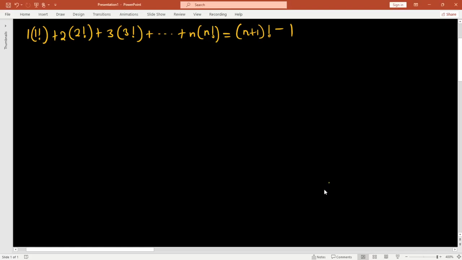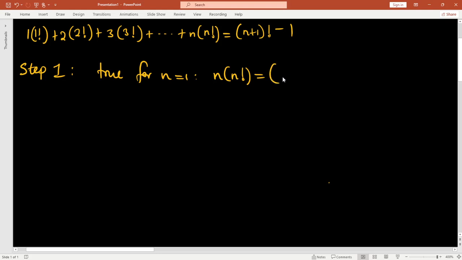So we need to prove that this statement that we have is true by mathematical induction, or by induction rather. So here, step number 1. Step number 1 is we have to show that the statement is true for n equal to 1. So what we do here is we get this side. So we have n factorial equal to n+1 factorial minus 1 like this.